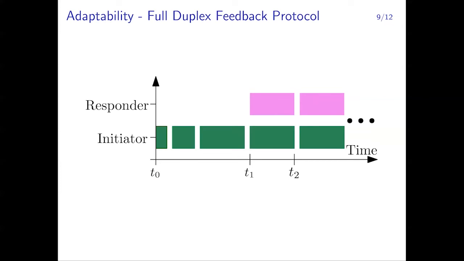Okay, we have the second adaptability protocol. It's called full duplex feedback. Again, on the x-axis, we have time. On the y-axis, we have the initiator and the responder. The initiator sends, again, the frames in sequence from the most efficient, less robust, to the most robust, less efficient mode: 1, 2, 4 modes in this case. And the difference with the previous scenario is that the pause is very short between frames.